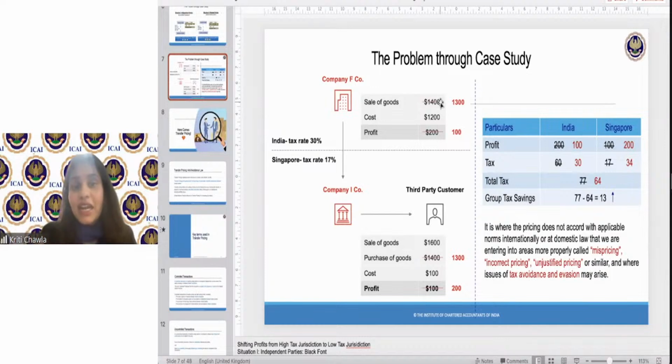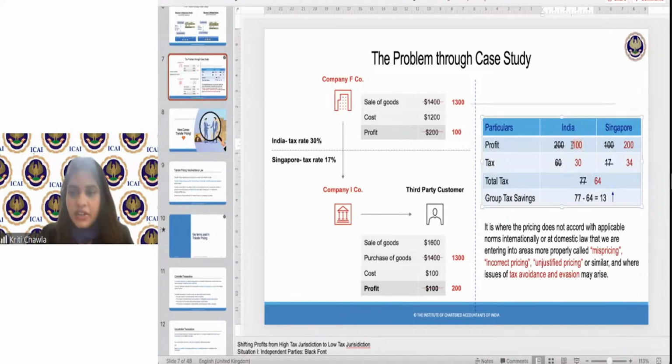So then they decide that we're not going to transact at $1,400. We will be transacting instead at $1,300. So company F decides that I will sell you goods for $1,300. The cost remains the same, which is $1,200. And the profit now becomes $1,300 minus $1,200, which is $100 in India. So now the profit is $100 in India.